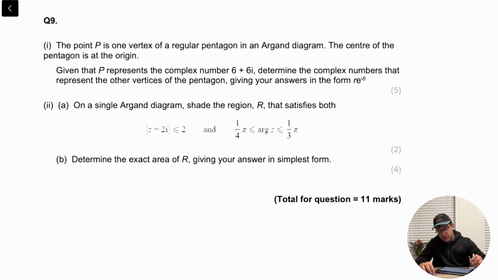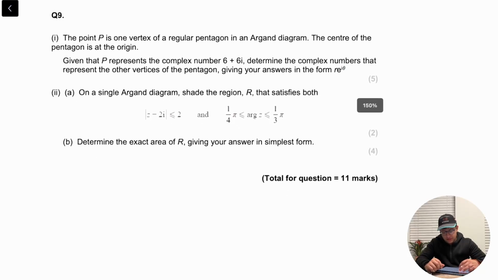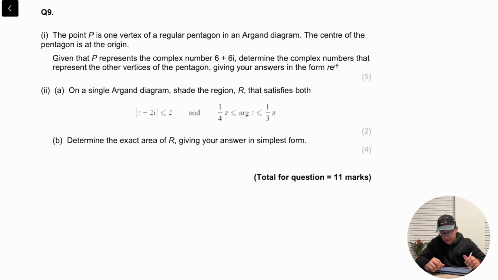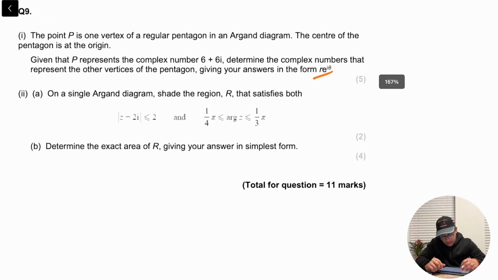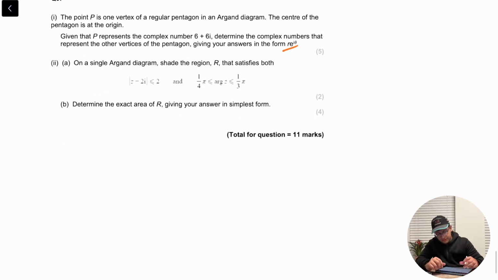Cool. So the point P is one vertex of a regular pentagon in an Argand diagram. The center of the pentagon is at the origin. P represents the complex number 6 plus 6i. Determine the complex numbers that represent the other vertices of the pentagon in modulus-argument form. I'm not sure why this is 5 marks. This seems to be not too bad of a question.